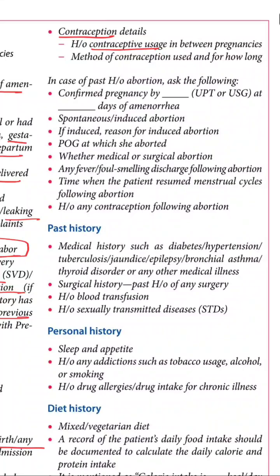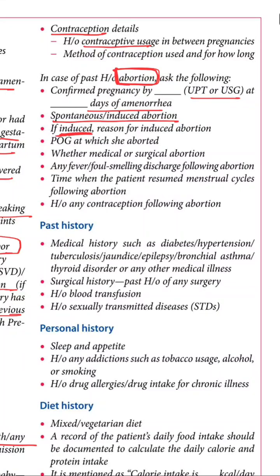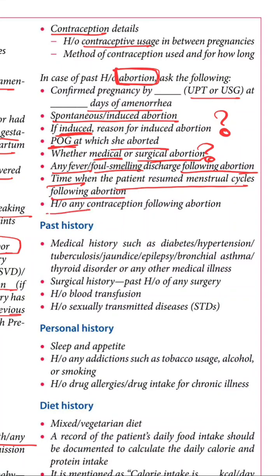In case of past history of abortion, if at all any past history of abortion, you need to ask confirmed pregnancy by UPT and how many days of amenorrhea, spontaneous or induced abortion. If it was an induced abortion, what was the reason for induced abortion, period of gestation at which she aborted, and whether medical or surgical abortion is important. So any fever, foul smelling discharge following abortion, and time when the patient resumed the menstrual cycles following abortion, and history of any contraception following abortion.